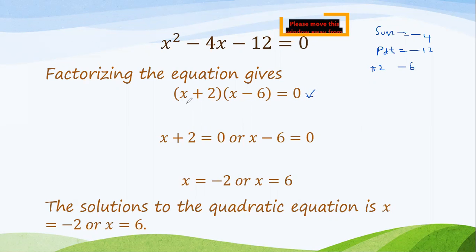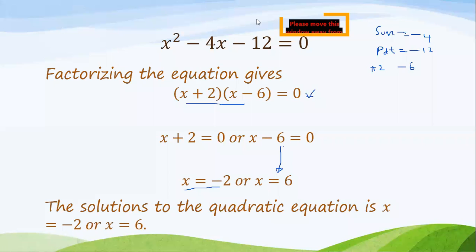So finally, we equate each of the brackets to 0. So we shall have x plus 2 equals 0. We get x as -2. Then if we equate the other bracket to 0, we get x as being equivalent to 6. So this means that the solutions to the quadratic equation are x equals -2 and x equals 6.